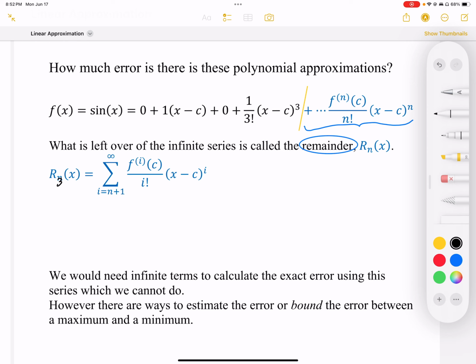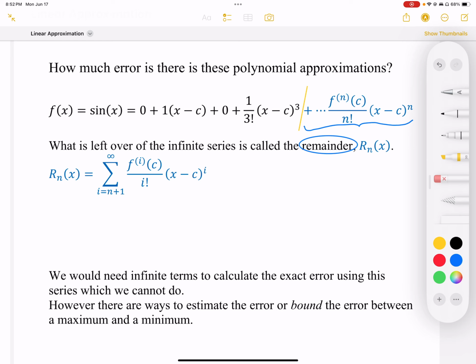And to calculate the remainder after 3 is all the terms after 3. So that means we're going to sum up all the terms from n plus 1, or we're going to sum it up from 4 to infinity. Okay, so the rest of that series to infinity, starting at 4, represents our remainder, or how far off we are from the actual value. So to do this, we would need to actually have an infinite number of terms. Okay, well, that's not really practical. So it's not really practical to calculate the exact error.